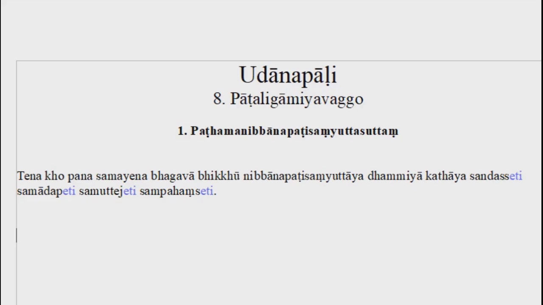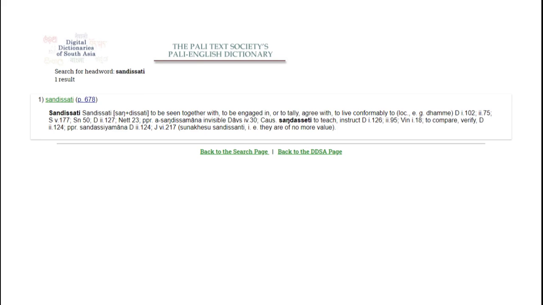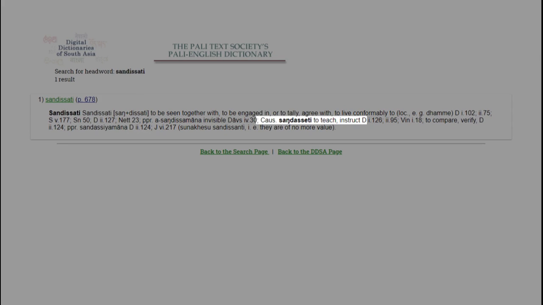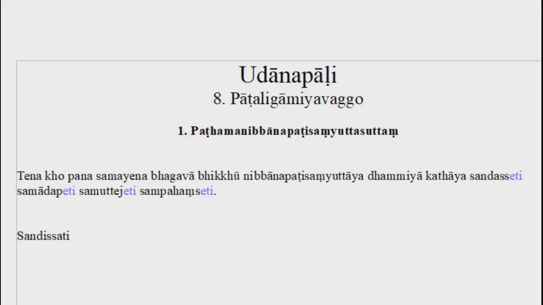So let's look at our first verb here, sandasseti. Sandasseti comes from sandissati, which means to be engaged with. Now the causative means to teach or instruct. There might be a way that we can get from to cause to be engaged with to instruct. But I think sometimes with causative verbs, you just simply have to learn the meaning. Sometimes it's very obvious, the connection between the uncausative form and the causative, but that isn't always the case. So when you look these up, the causative is often given, just to make the meaning clear.